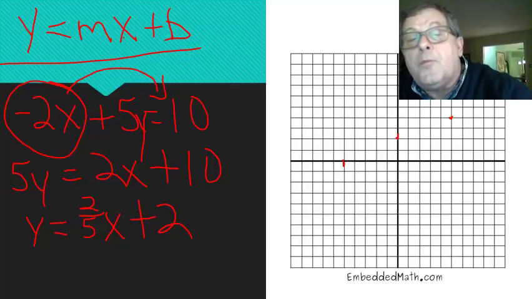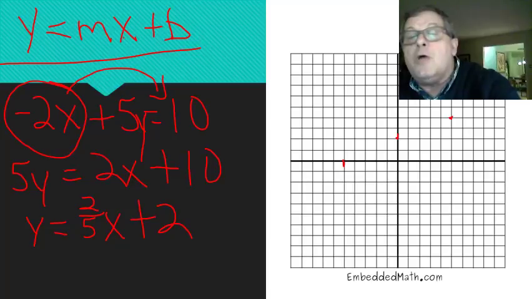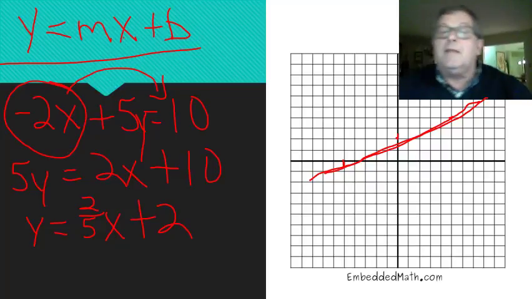Just plot a third point here. Don't have to do that. I just want to show another way that you can plot the point for slope. And I'm just going to now connect. Well, I didn't connect them too well. But connect the lines, and there's my graph.